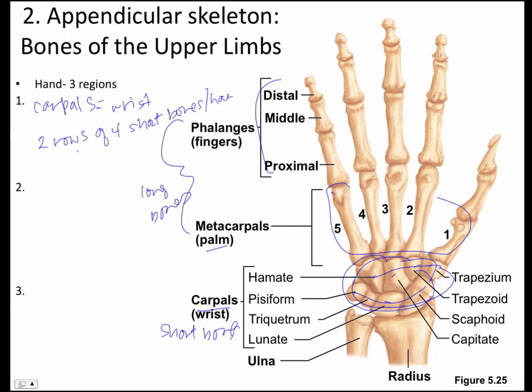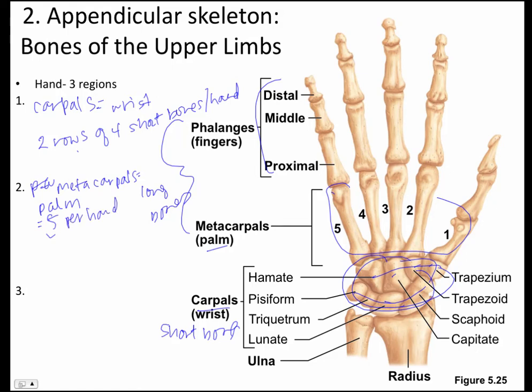Per hand. Metacarpals is comprised of bones that give rise to our palm of our hand. And we have 5, right? Because you have 5 fingers, so we have 5 per hand.